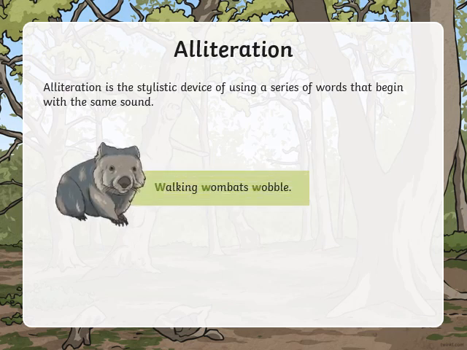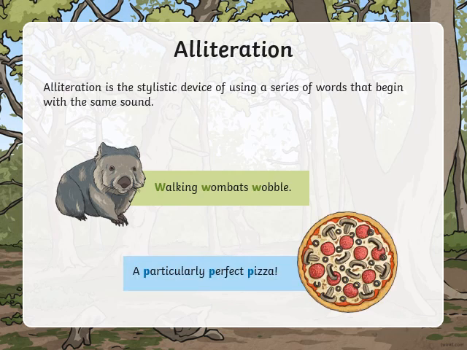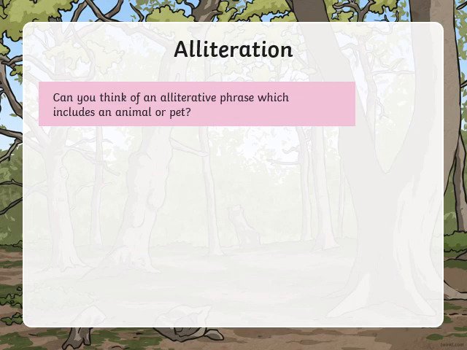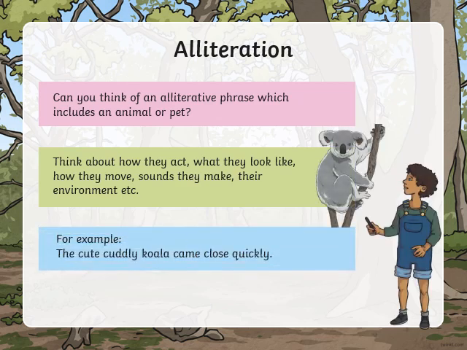Okay, what's the meaning of alliteration? It's the stylistic device of using a series of words that begin with the same sound, like walking wombat, or particular perfect pizza. Alliteration: can you think of an alternative phrase which includes an animal or pet for alliteration? For example, the cute cuddly koala came close quickly.